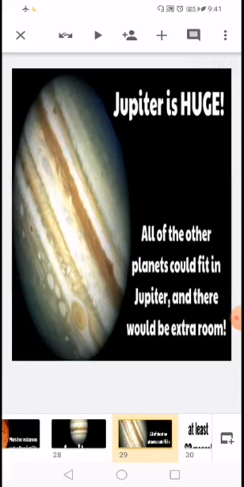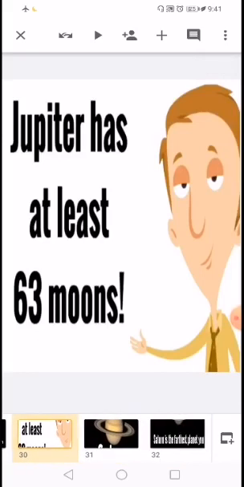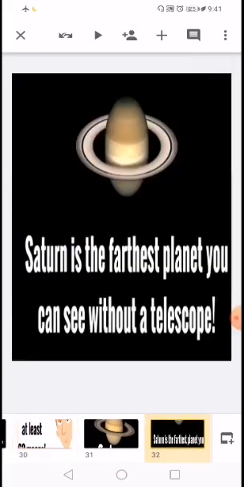And this is amazing. Jupiter has at least 63 moons. Jupiter is the giant gas planet in between Mars and Saturn. The 6th planet is called Saturn. Did you know Saturn's rings are made of ice like Jupiter? Saturn has a lot of moons. It has 62 moons.